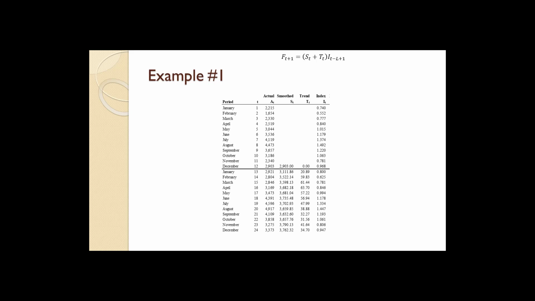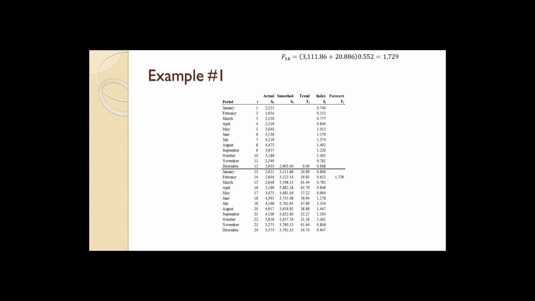This is one of two errors in the textbook's approach. I will discuss the second error in a moment. The forecast for February equals 3,111.86 plus 20.886 times 0.552 equals 1,729. We will always round the forecast to a whole number. Here, you see the second error in the textbook's approach.